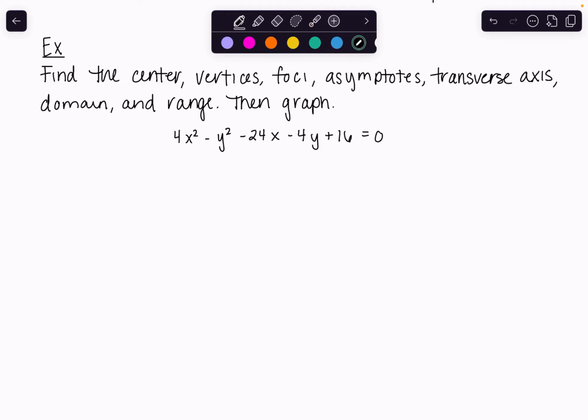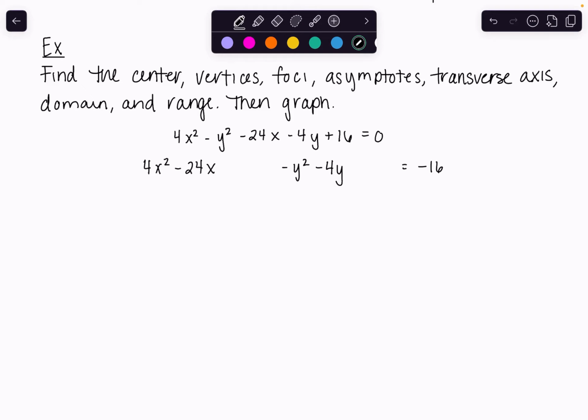So just like with a circle, in order to be able to put this in standard form, I have to complete the square. So I'm going to group my x's, group my y's, and then move my constant term to the other side. So grouping the x's, we have 4x squared minus 24x. Then we have minus y squared minus 4y. And then when I move the constant to the other side, I get negative 16.